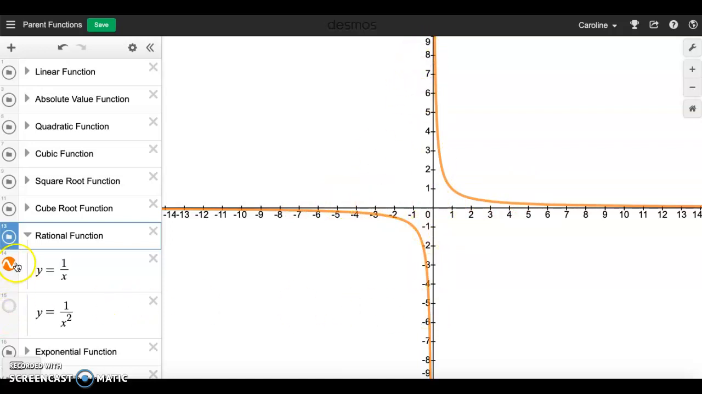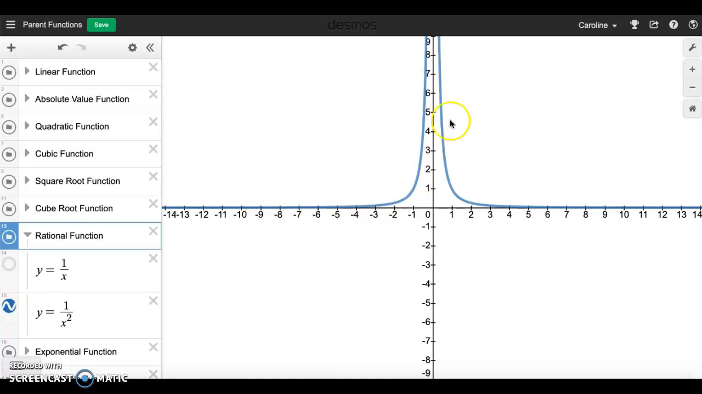The 1 over x squared graph looks similar to 1 over x. However, we know that x squared can only be positive. So the 1 over x squared graph only has positive y values. There's still a vertical asymptote at 0 because you can't do 1 over 0, right? That's undefined, so we have that asymptote. And we still have a horizontal asymptote at 0. But because it's 1 over x squared, all the values have to be positive up here in the positive y region. So these are my rational functions.